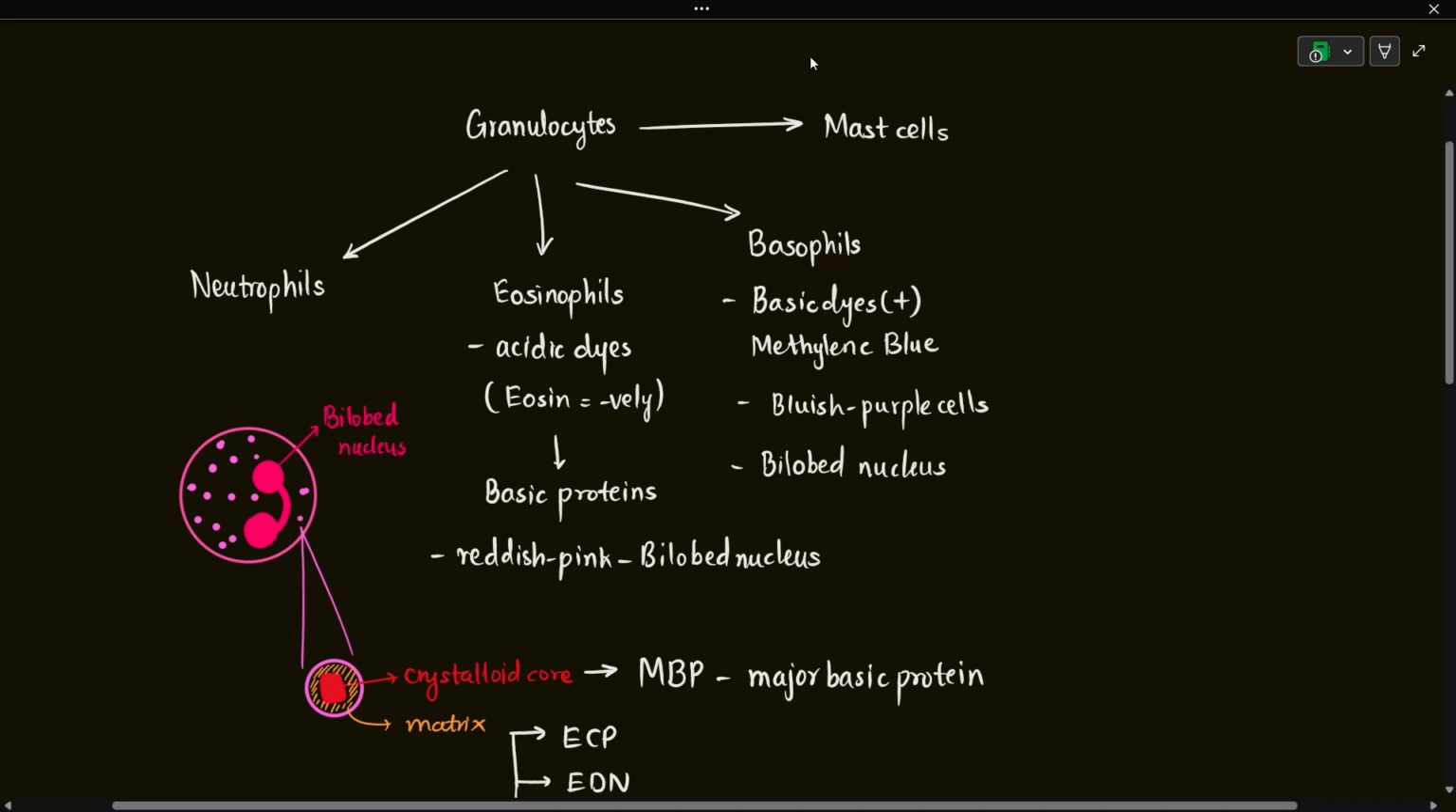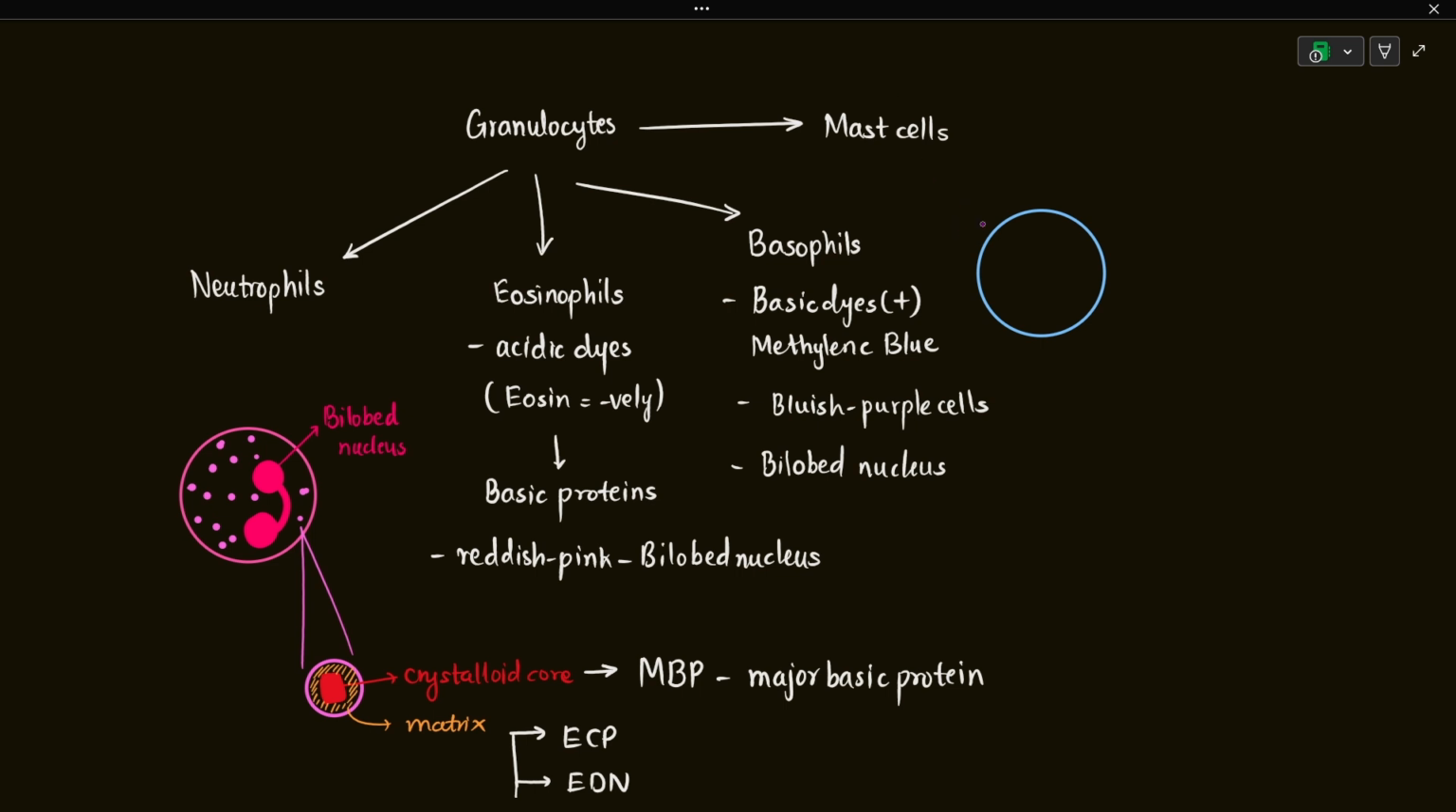So basophils look like this. This is the basophil cell, which will have a bilobed nucleus. This is how the nucleus of the basophils looks. We can't really say that it is a perfect S shape, but it somewhat looks like an S shape. So this is a bilobed nucleus.